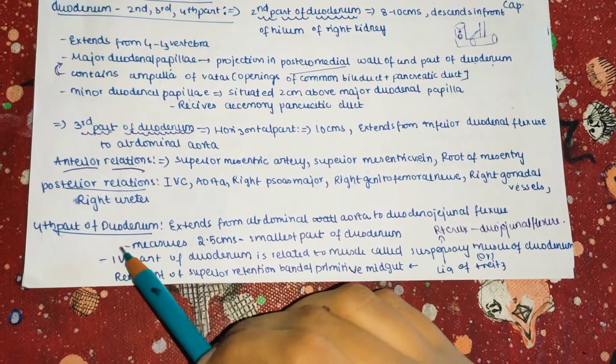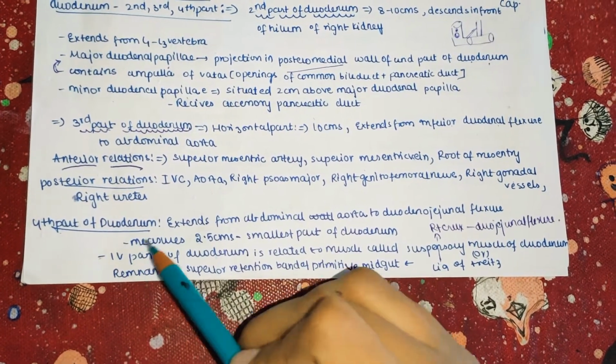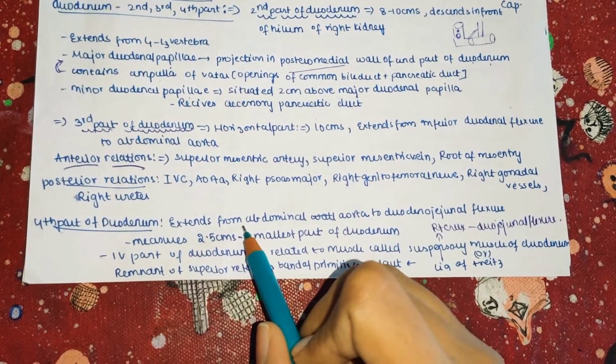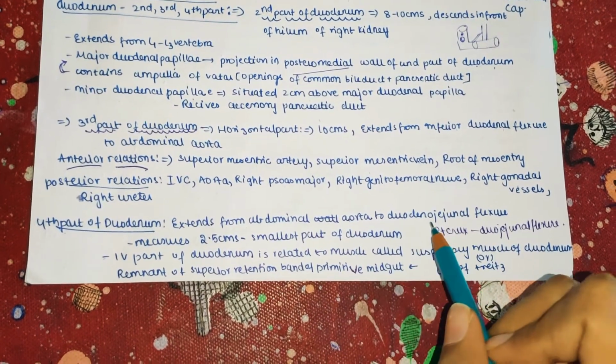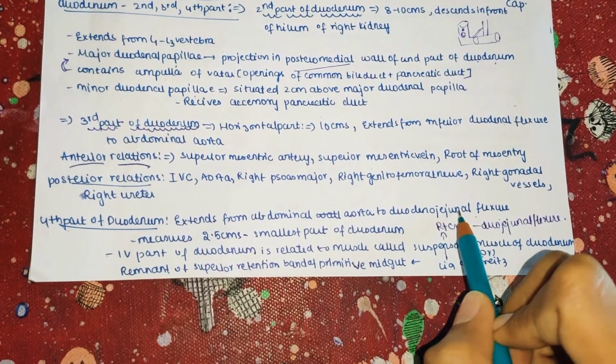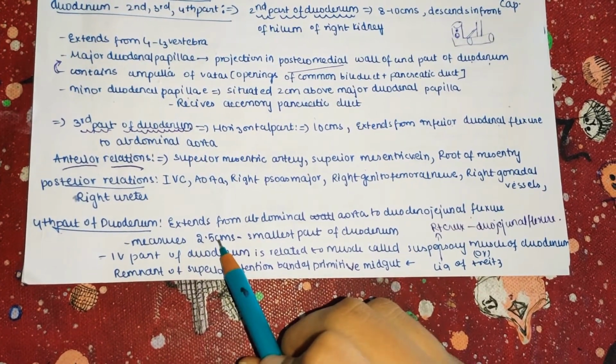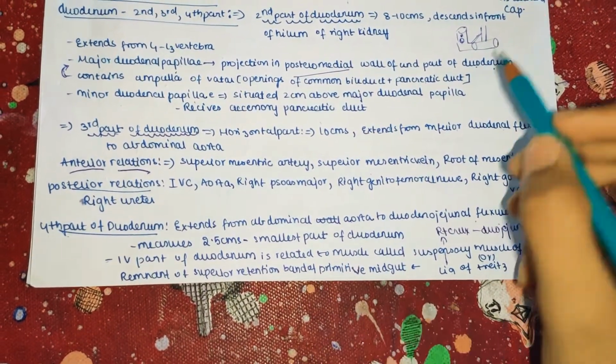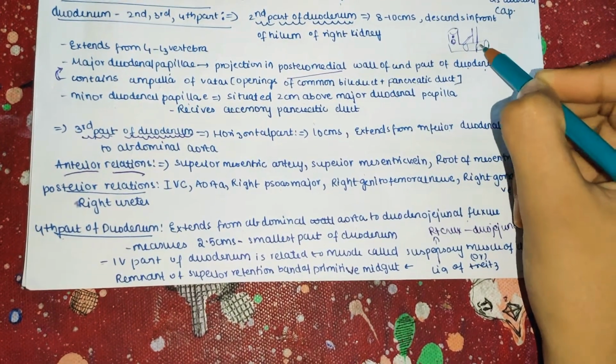Now let us discuss the fourth part of the duodenum. The fourth part goes from the abdominal aorta to the duodenojejunal flexure. It is about 2.5 centimeters. It is the smallest part. So this last part is the fourth part.